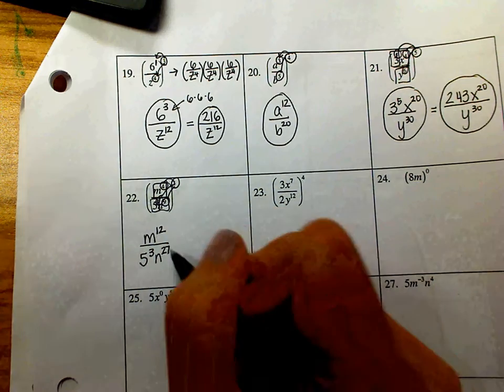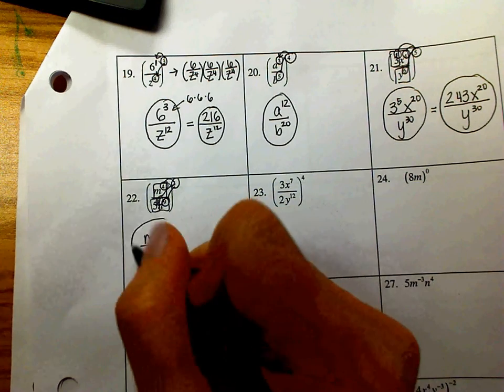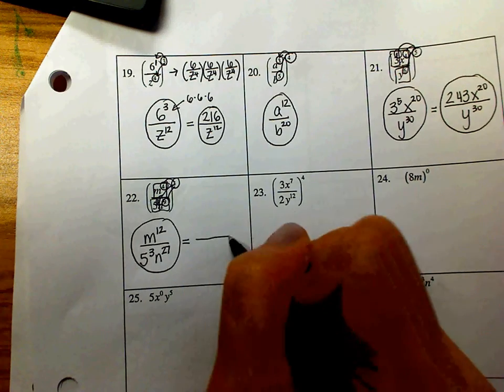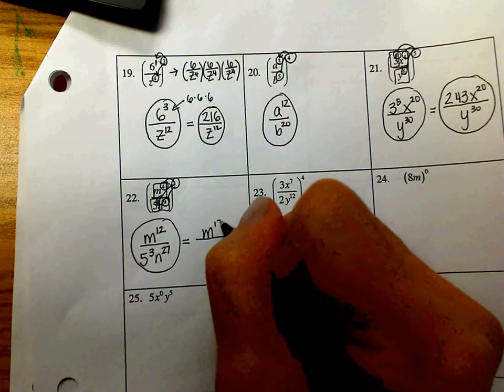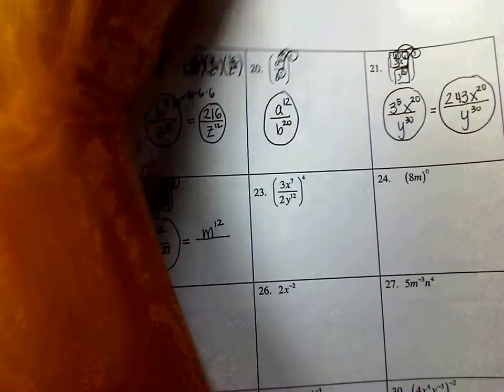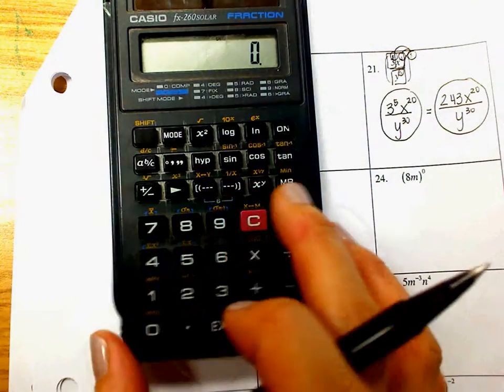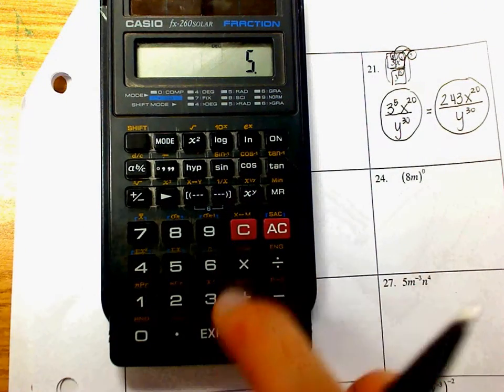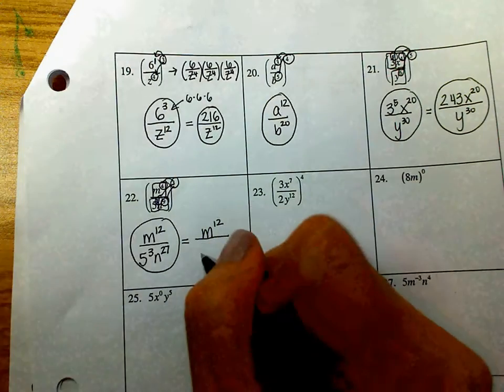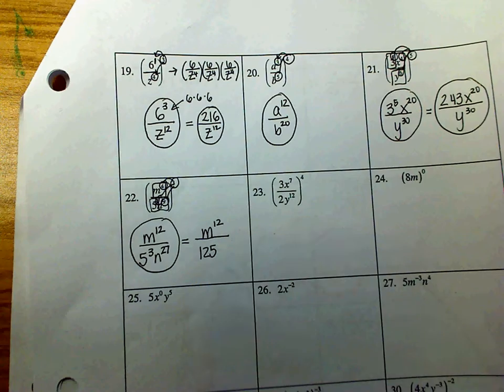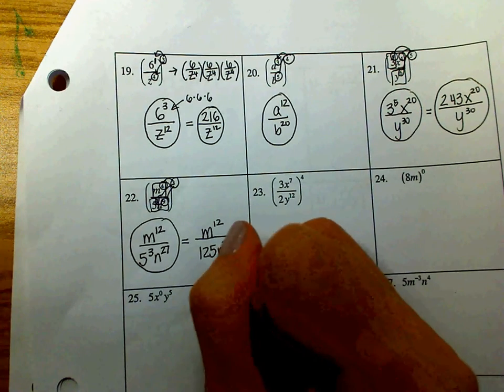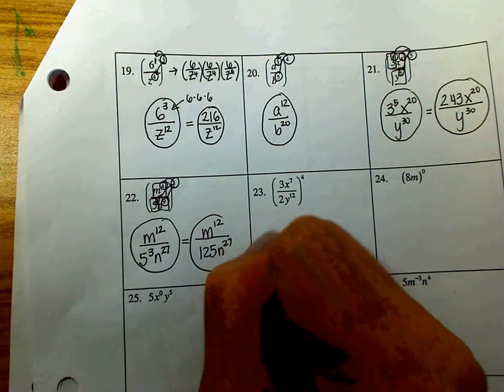more you can simplify, so you can leave it like this, or the only other way to simplify is to take 5 to the third. So 5 to the third is 125. Okay? And then you can write n to the 27th power. So these are considered equal.